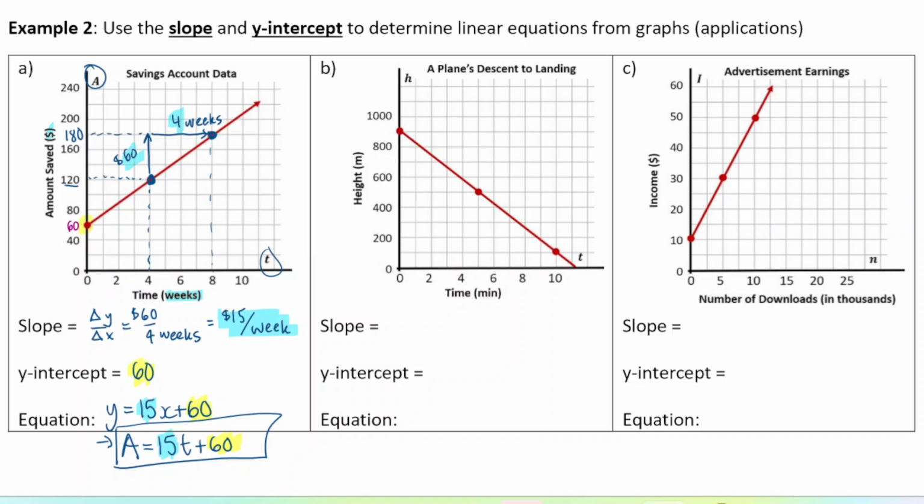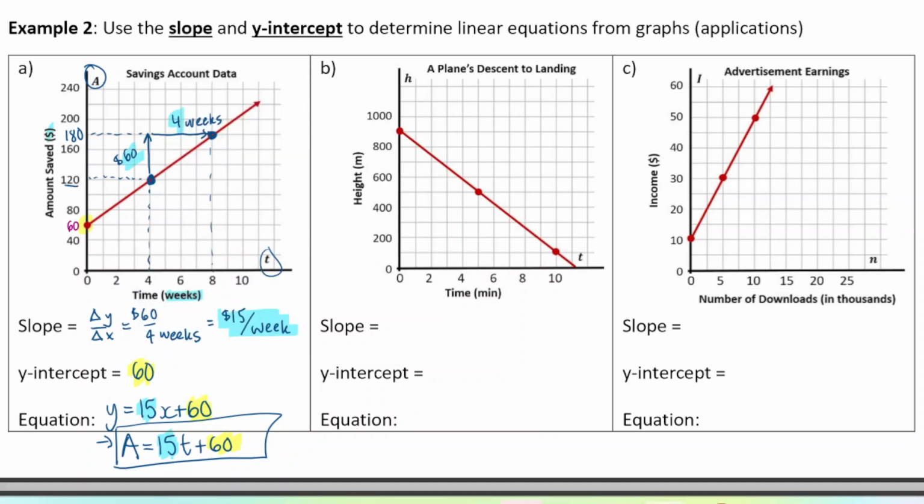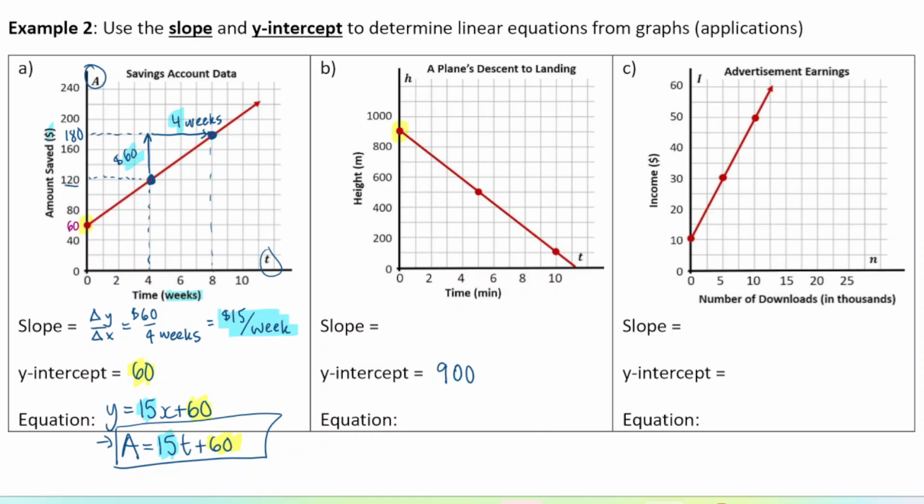Okay, let's do the next two. I'm going to go a little bit faster this time. Okay, so this one, let's find the y-intercept. This is halfway between 800 and 1,000, so 900. And you could pause the video anytime and try some of these on your own. And then for the slope, we're going to pick any 2 points. I'm going to pick these two. And let's look at what the change in y is and the change in x. So it looks like it went from 500 to 100. So that means I decreased by 400 meters in the y variable. And then for x, I went from 5 to 10. So I've increased by 5 minutes.